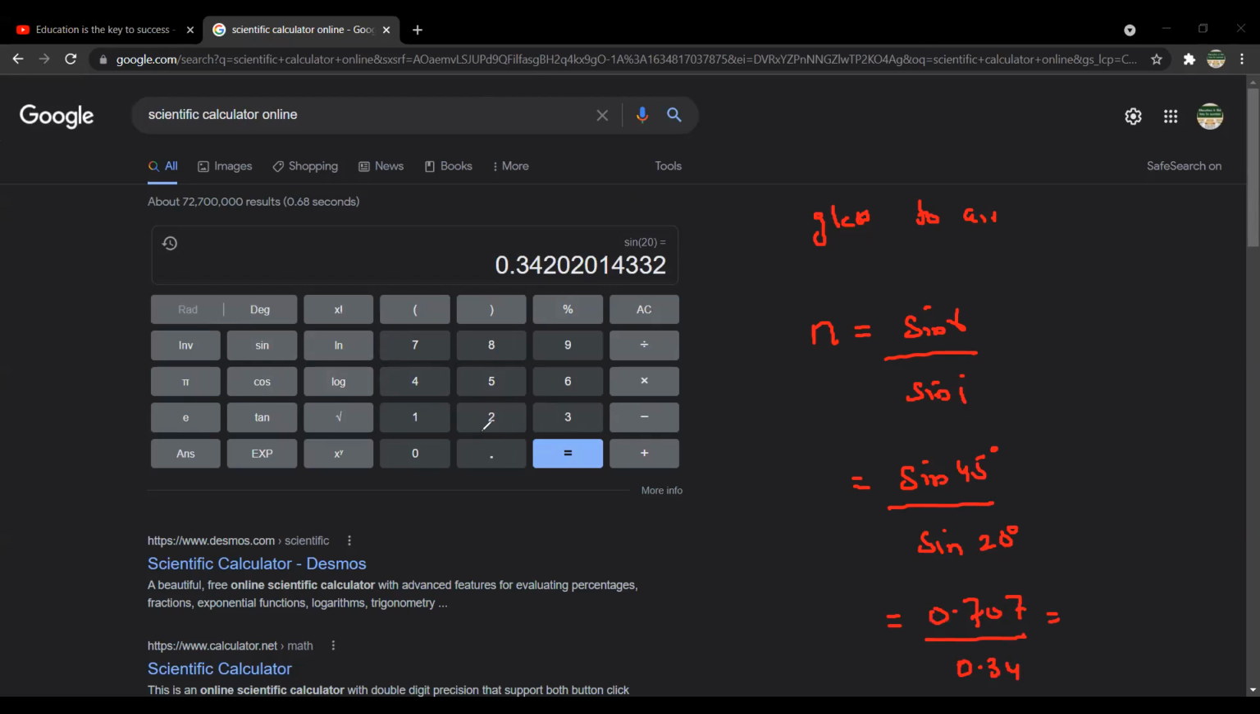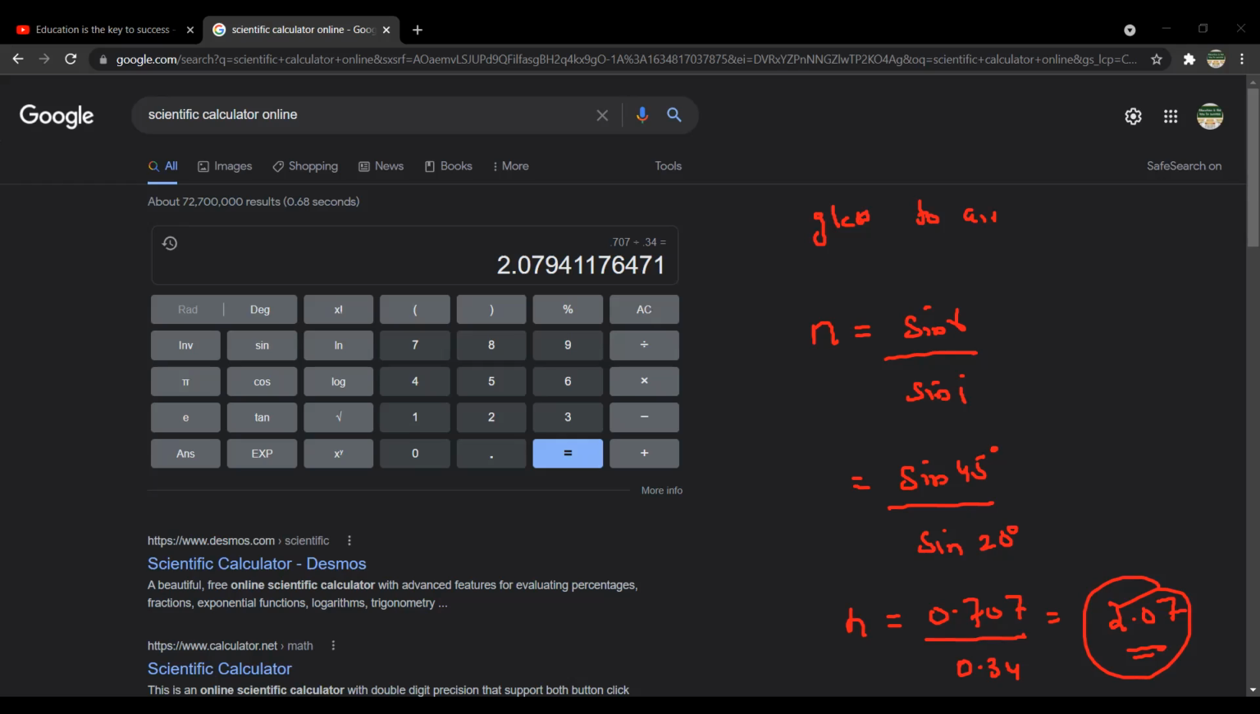So 0.707 divided by 0.34. When we divide these two numbers, we get 2.07, the final answer. So 2.07 is the refractive index, and refractive index does not have any unit because it is the ability of a medium to bend the light compared to air. If we are getting a refractive index of 2, it means this material has a tendency to bend the light twice as much as air.